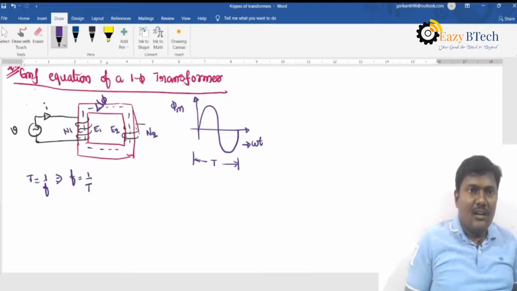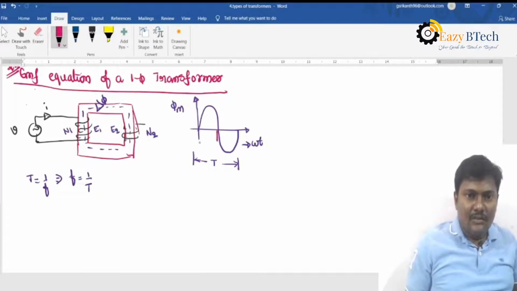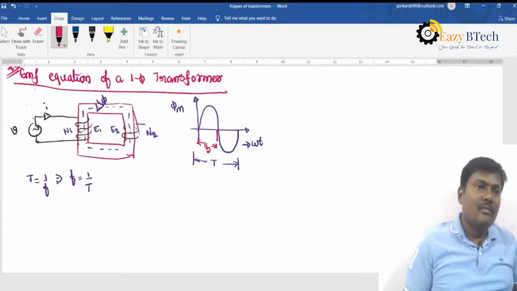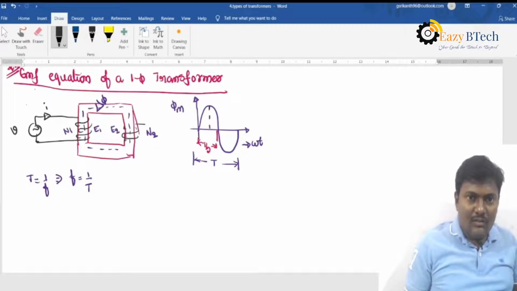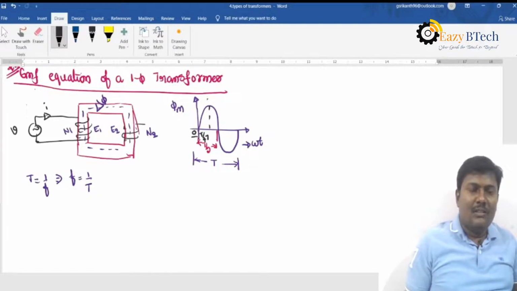In this half of the time period, the half of the time period is T by 2. What is meant by time period? Time required to complete one cycle is called the time period, and the quarter is this length, T divided by 4. The value is phi maximum.